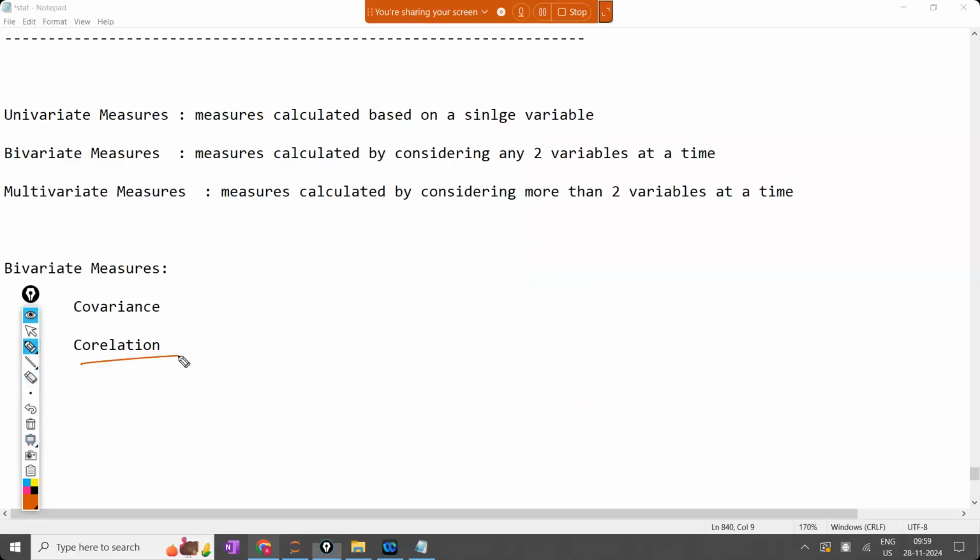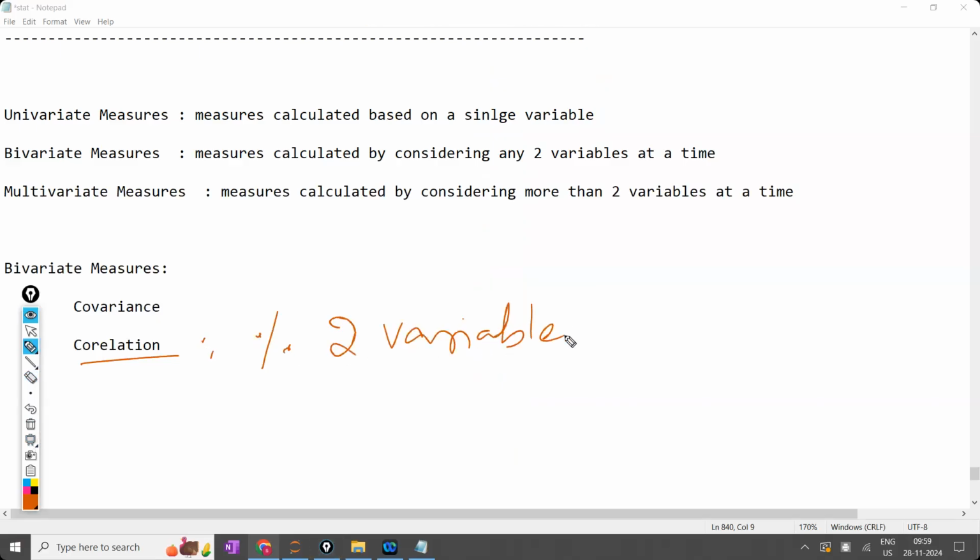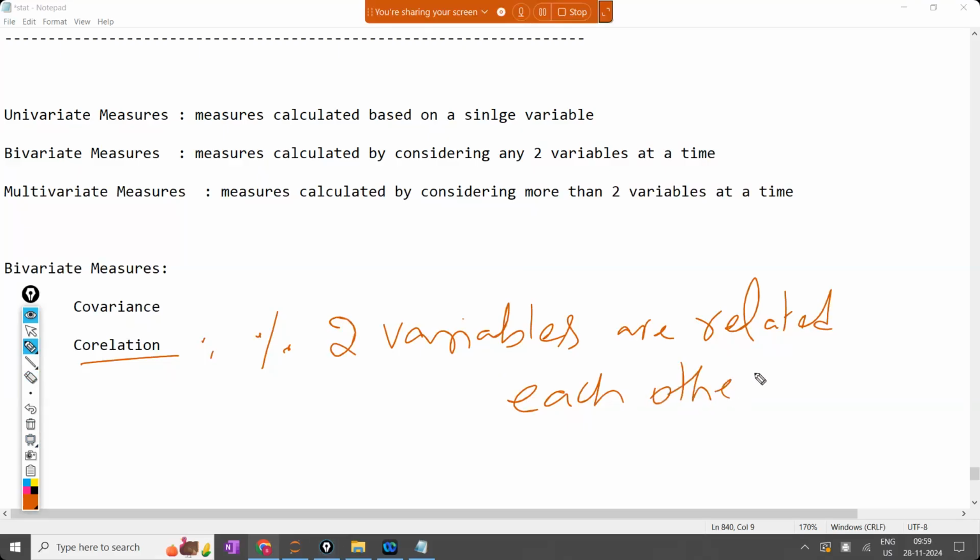Now correlation tells us how much percentage two variables are related to each other. That is what it gives about the correlation. If they have a strong correlation, analysis will be easy. If they have less correlation, analysis will be less.